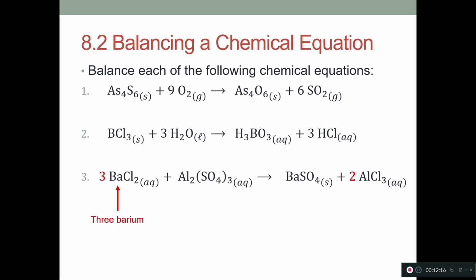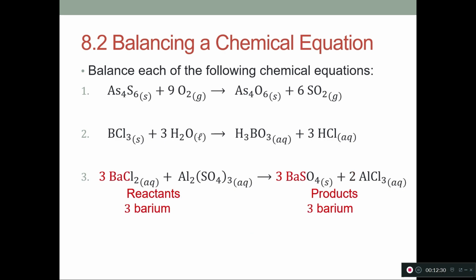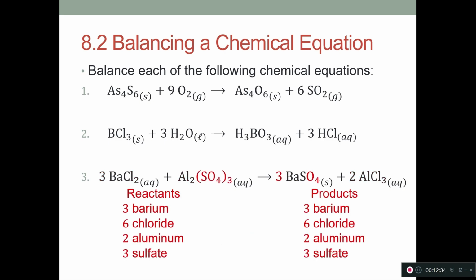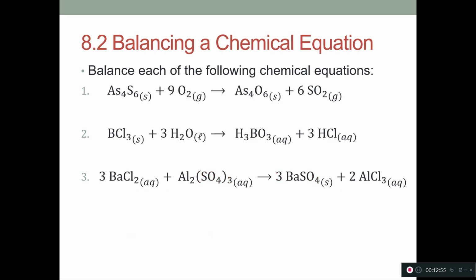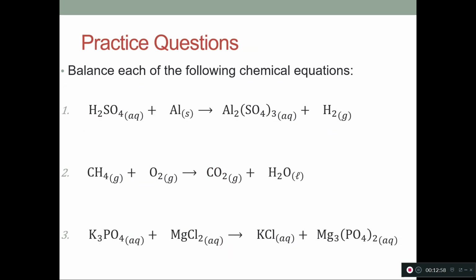We now see we have 3 bariums here and only 1 here, so those are unbalanced now. So we put a 3 in front of the barium sulfate in the products. That'll give us 3 bariums in both the reactants and in the products. So we now have 3 barium, 6 chloride, 2 aluminum, and 3 sulfate in both the reactants and the products. So these are now balanced chemical equations. And so that was balancing these 3 equations here.